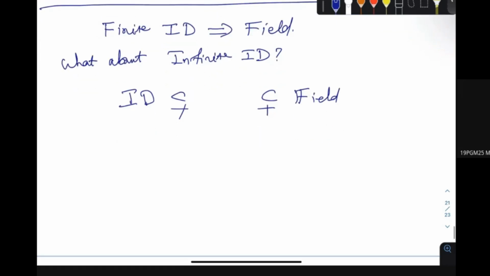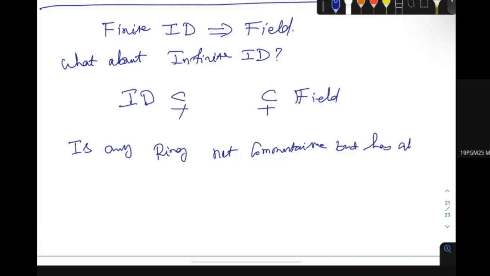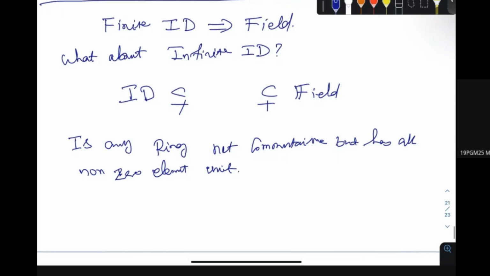Another question: is there any ring that is not commutative but has all non-zero elements as units? Those are called division rings. Division rings have all the properties of a field; only multiplication commutativity is not there. Do we have such an example?